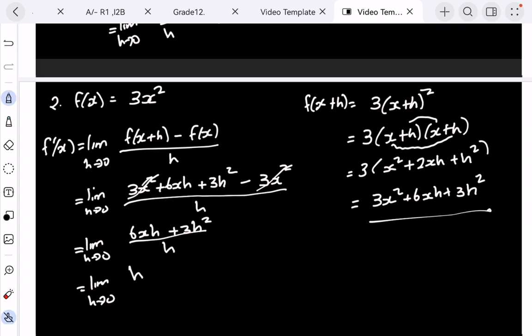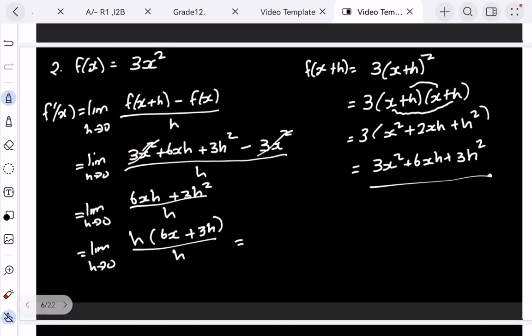So if you check at the top, we have h, which is common. We have 3h, but we don't need 3h, we just need h, right? So we just leave the 3. So here I'll have 6x plus 3h over h. So I'll just continue here because I don't want to add another page. So limit h to 0, I'm left with 6x plus 3h.